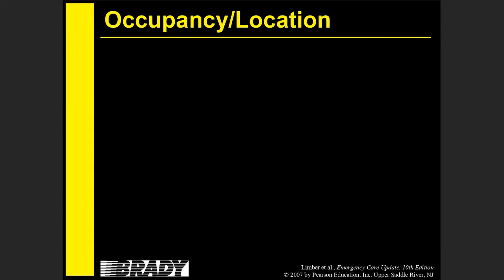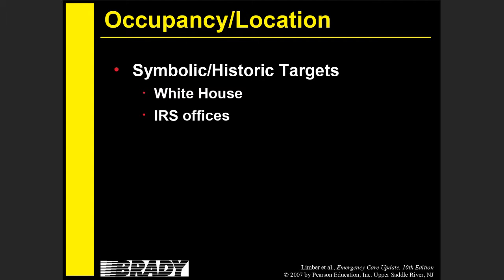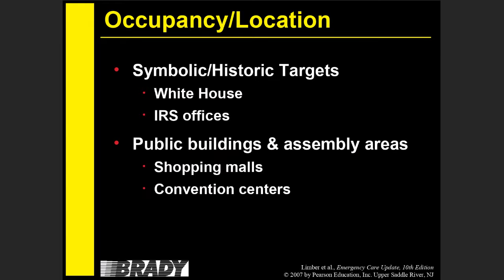All right. So, what makes a situation more likely to be involved in a terrorist incident? Well, you need to look at things like occupancy and location, symbolic historic targets like the White House, IRS office, New York Stock Exchange, anything that can significantly disrupt the nation's ability to function day to day. Public buildings and assembly areas like shopping malls and convention centers.